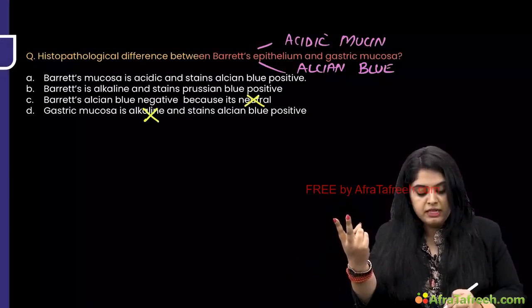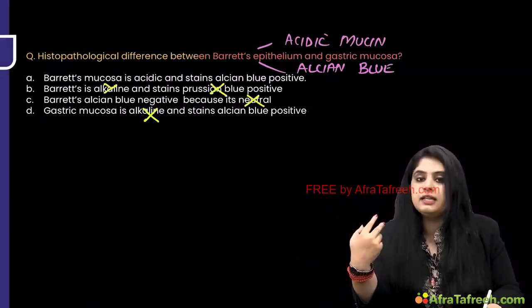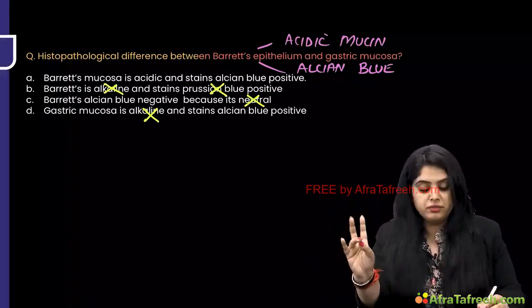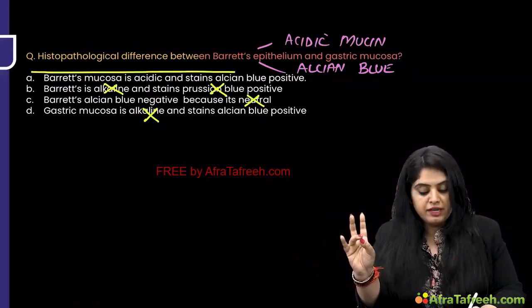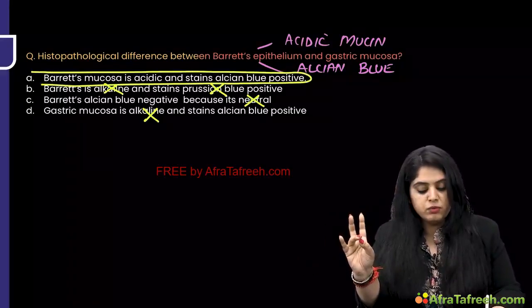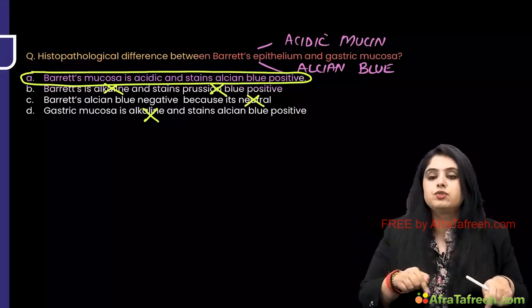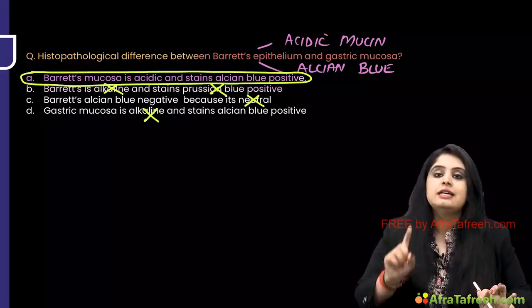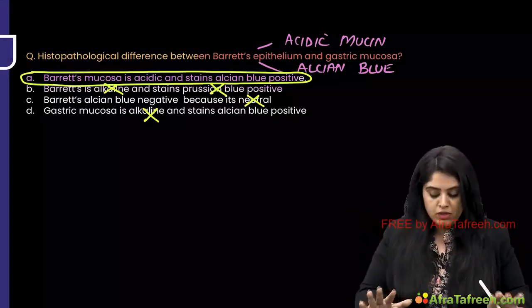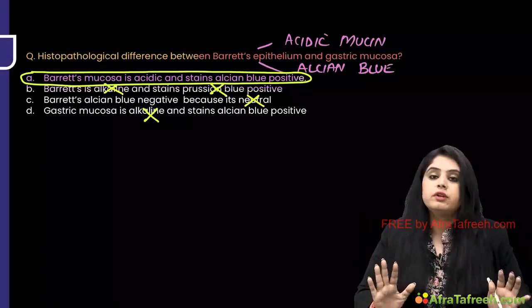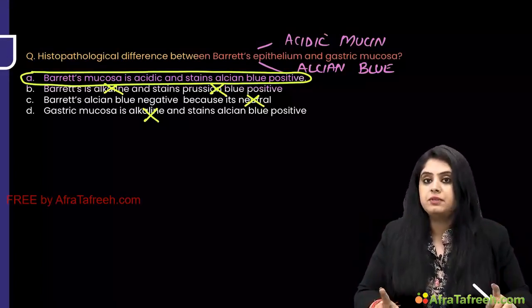Okay, then, not neutral either. Prussian blue and alkaline, all wrong words. Acidic, Alcian blue. Barrett's mucosa is acidic and stains Alcian blue positive. The first option is looking correct. So sometimes in the exam you make your own answer and then search in the options where your answer is present. Acidic mucin, Alcian blue, and that wraps up all of your important cellular adaptations.